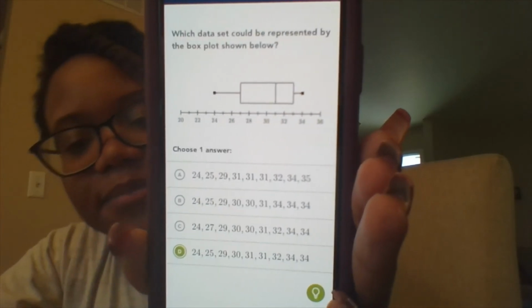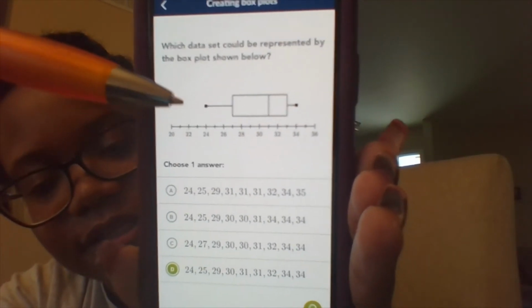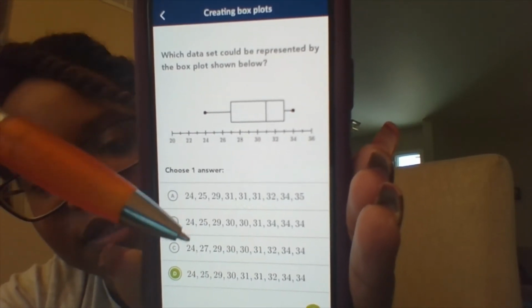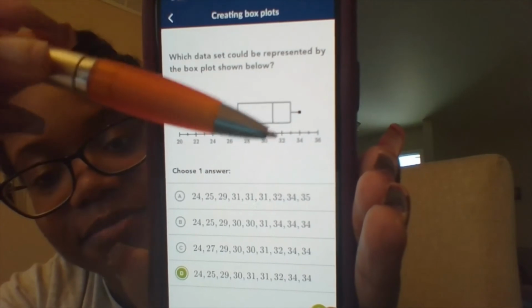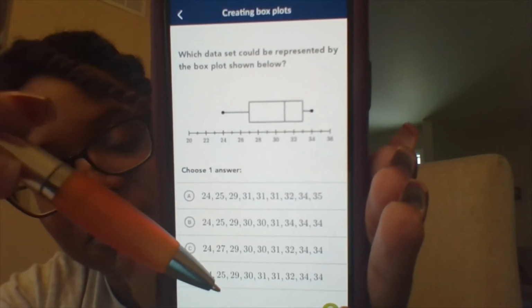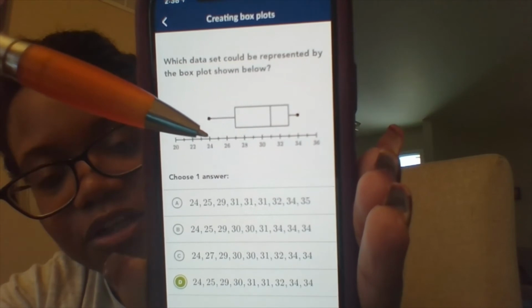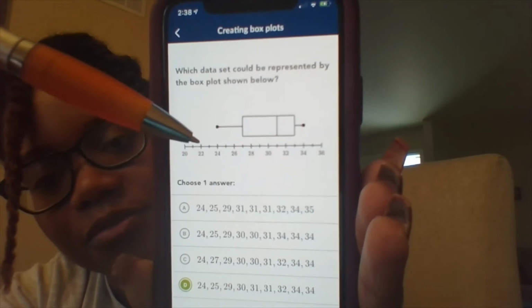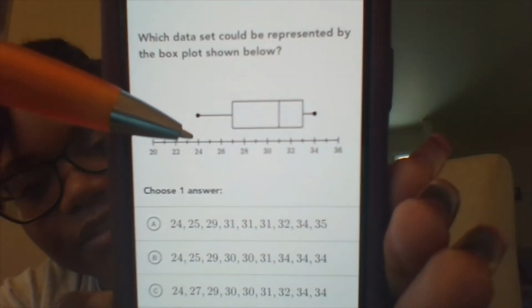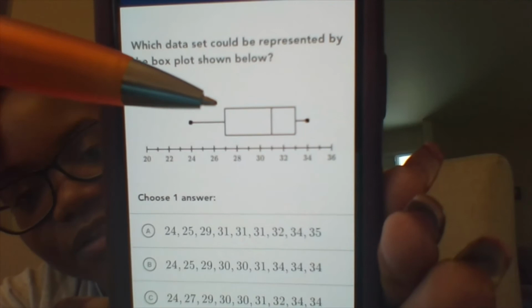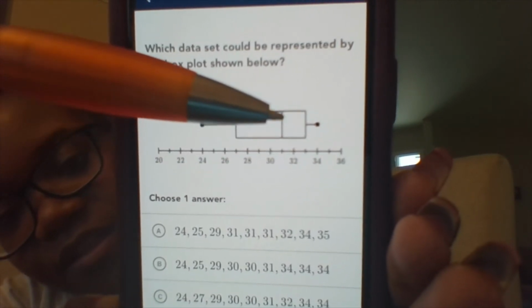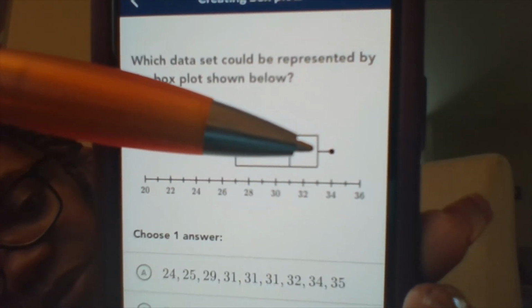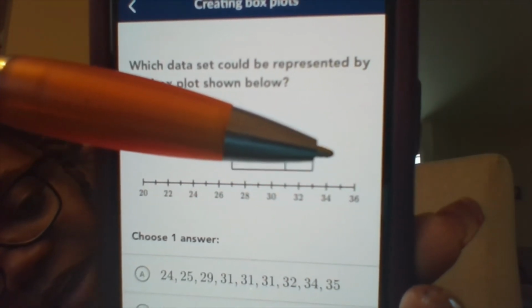In the next problem in my set, we're working backwards. They give us the box and whiskers plot and then ask us to find a data set that could be represented by this box and whiskers plot. So to find the corresponding data set, I started by determining the 5 key points from the box and whiskers plot. So the minimum of this plot is 24, the lower quartile is 27, the median is 31, the upper quartile is 33, and the maximum is 34.